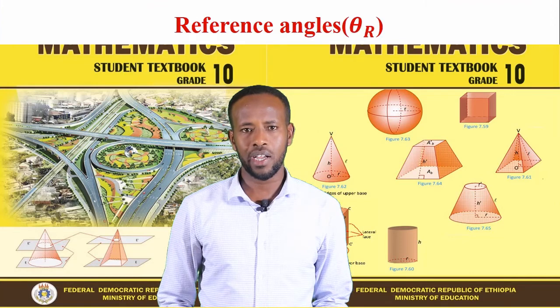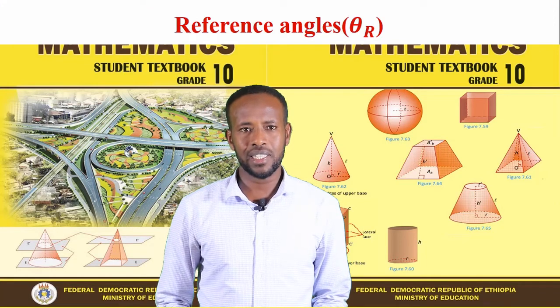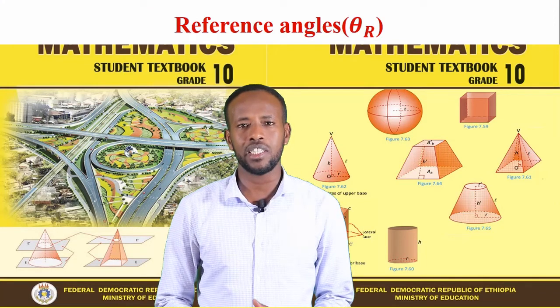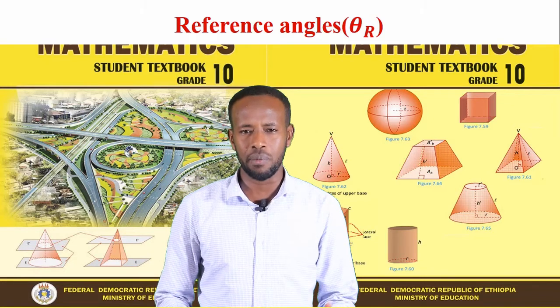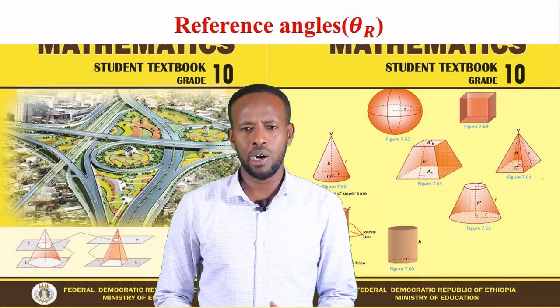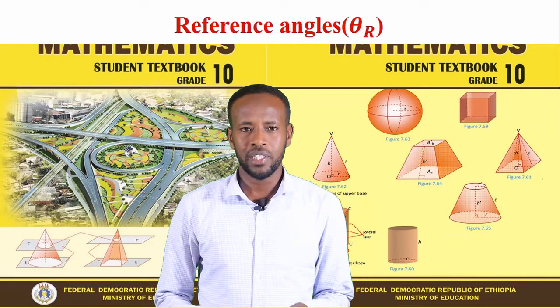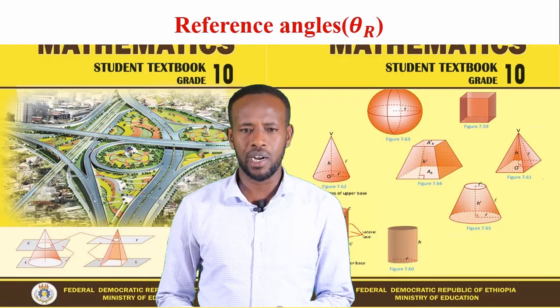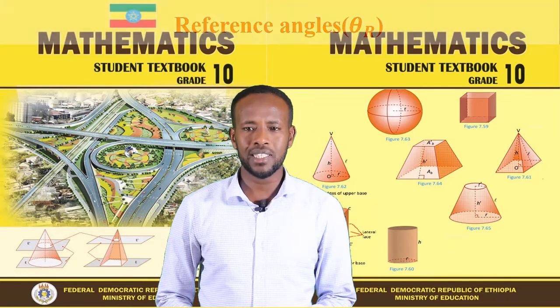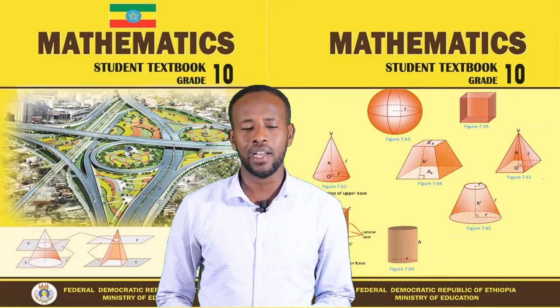Reference angle wax kala maaha. Reference angle is the angle that helps us to find the trigonometric function of an angle greater than 90 degrees. How can we find its value? For example, sine of 150 degrees, how can we find it? So our lesson today is about the reference angle.